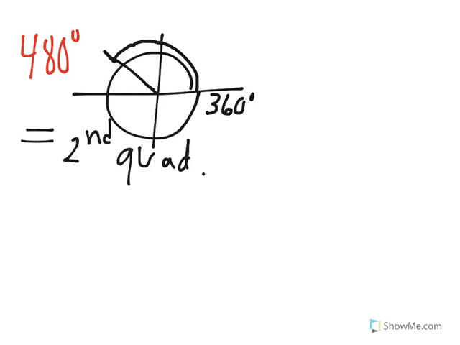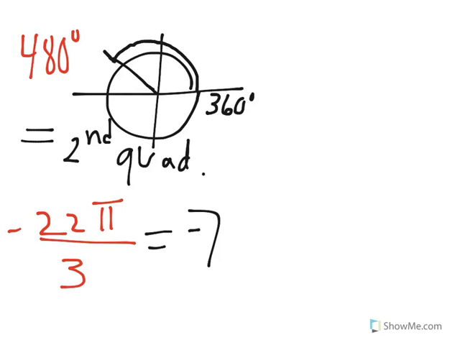Okay, let's try one more. What about negative 22 pi over 3? Now you're like, what? That's huge. So maybe what you want to do is figure out how many whole numbers there are between 22 and 3. Well, 3 goes into 22 7 times. And then how much do you have left over? You have 1 pi over 3 left over.